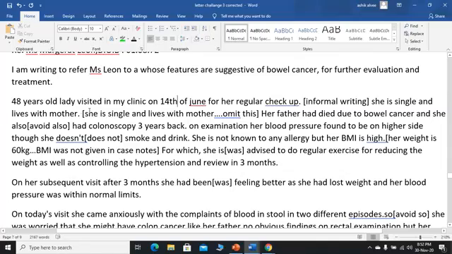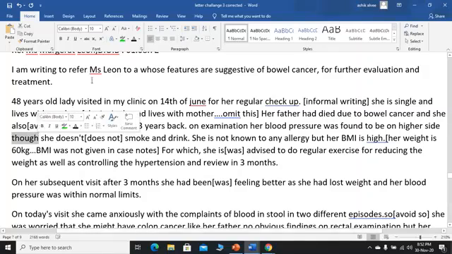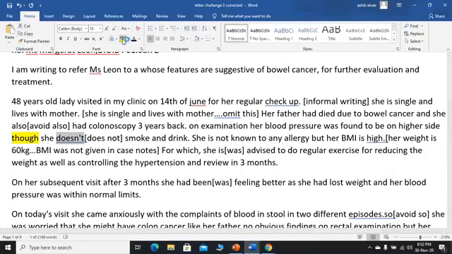She is single and lives with her mother. This line is not needed. Her father had died due to bowel cancer, and she also had colonoscopy 3 years back. Avoid the word also. This is informal. On examination, her blood pressure was found to be. Her blood pressure was. So B bar is absent here. Found to be on higher side. Though, the word though is informal, use something formal. She doesn't. Short forms are not allowed in formal writing and OET writing. This will decrease your mark. Does not smoke and drink.